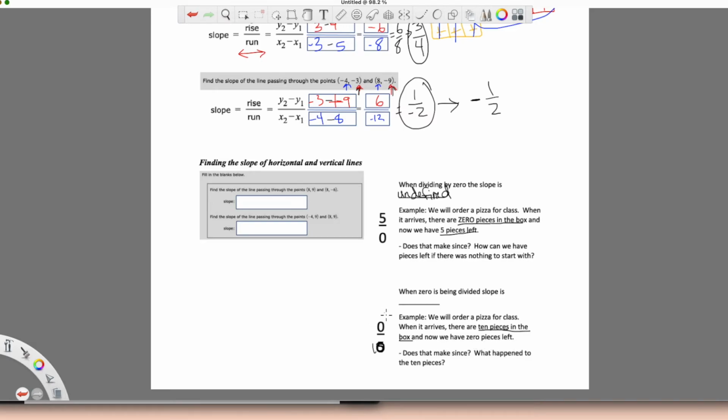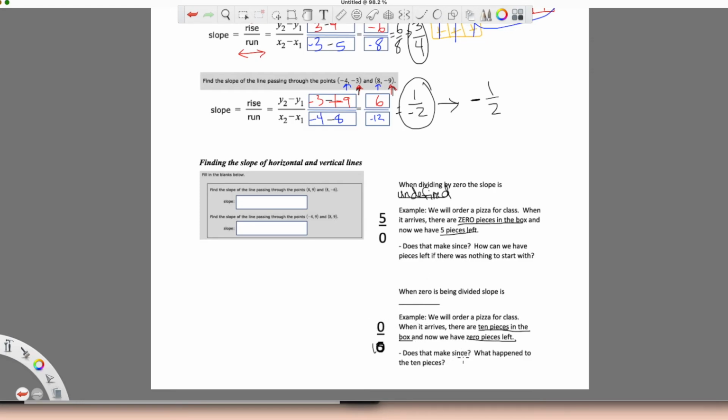So we have 0 left. Does this make sense? What happened to the 10 pieces? So what do we think happened to the 10 pieces? If there were 10 pieces and now there's none, well, hopefully we ate them all, right? That was the whole point of ordering pizza for class, so that everybody gets a piece of pizza. So this does make sense.